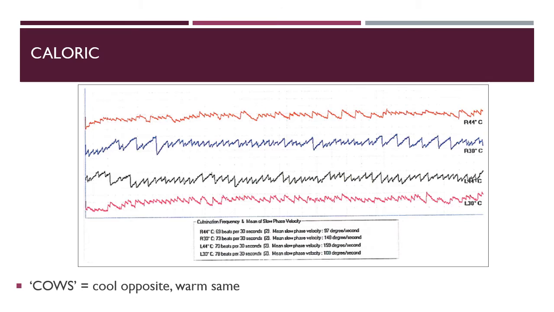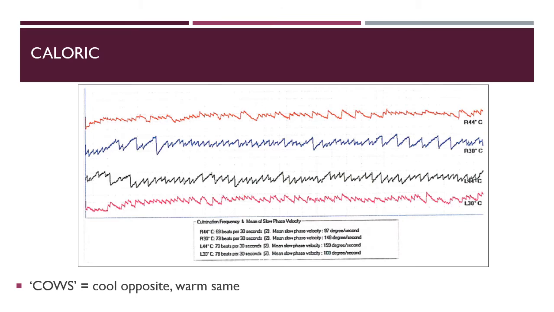Alternately, for warm water or air, irrigation will result in slow phase movements away from the ear stimulated and fast phase towards the stimulated ear, or the mnemonic known as COWS: cold opposite, warm same. The fast phase will represent the direction of the nystagmus beating.